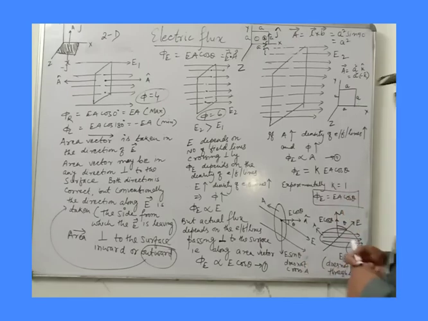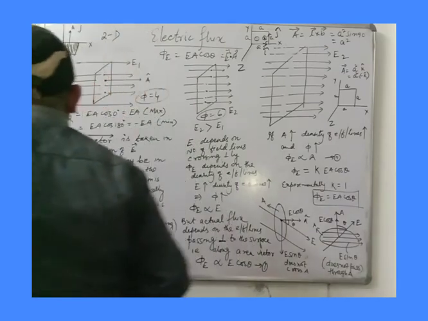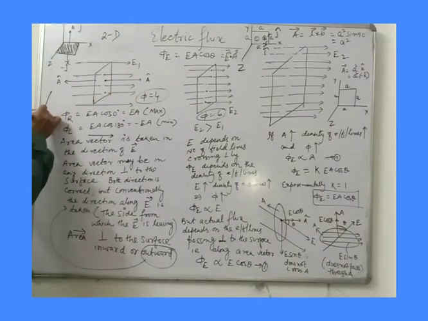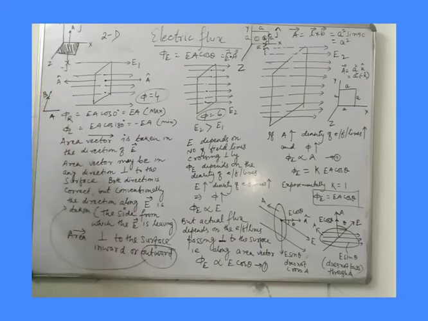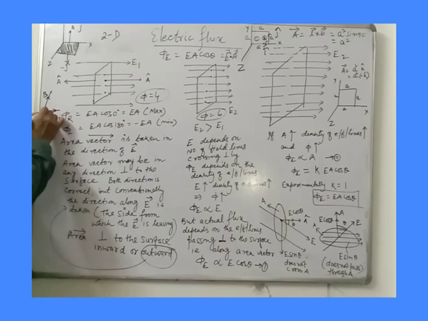Okay. Suppose one example. Suppose there is a vector like this. This is A. This is B. If you find the projection of B along A, what you will get? Projection of B along A, what you will get? B cos theta. So that is B cos theta, and then what is the magnitude of this?